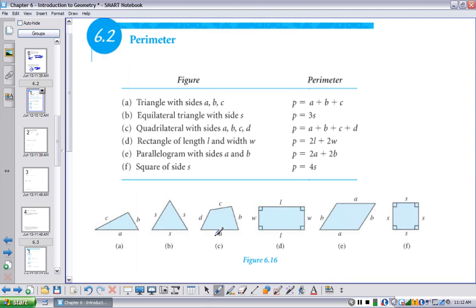A quadrilateral with sides A, B, C, and D, then the perimeter is A plus B plus C plus D. A rectangle, remember, you have 2 sides L that are equal, 2 sides W that are equal, so it's 2 times L plus 2 times W. A parallelogram with sides A and B, it's 2A plus 2B, and then a square. Remember that with the square, all 4 sides are equal. It is 4 times S.